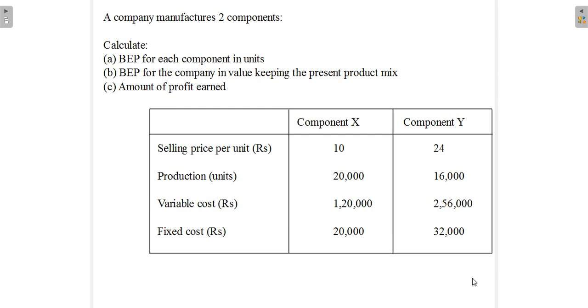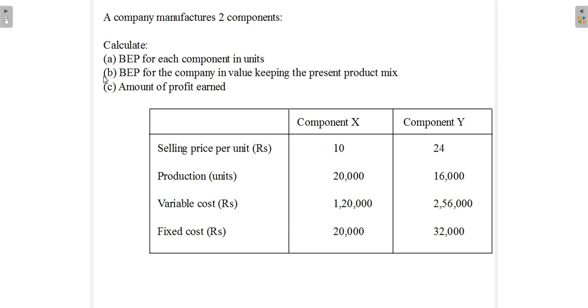Let's quickly see one more example. Here a company is manufacturing two components, component X and Y, with two different selling prices. And they have different production levels also. For X they are producing 20,000 units and for Y they are producing 16,000 units. They have given the variable cost, but they have not given the variable cost per unit. So to find the variable cost per unit, you simply have to divide this variable cost by the units. So 1,20,000 divided by 20,000 will give you the variable cost per unit. They've also given the fixed cost for each of these components.